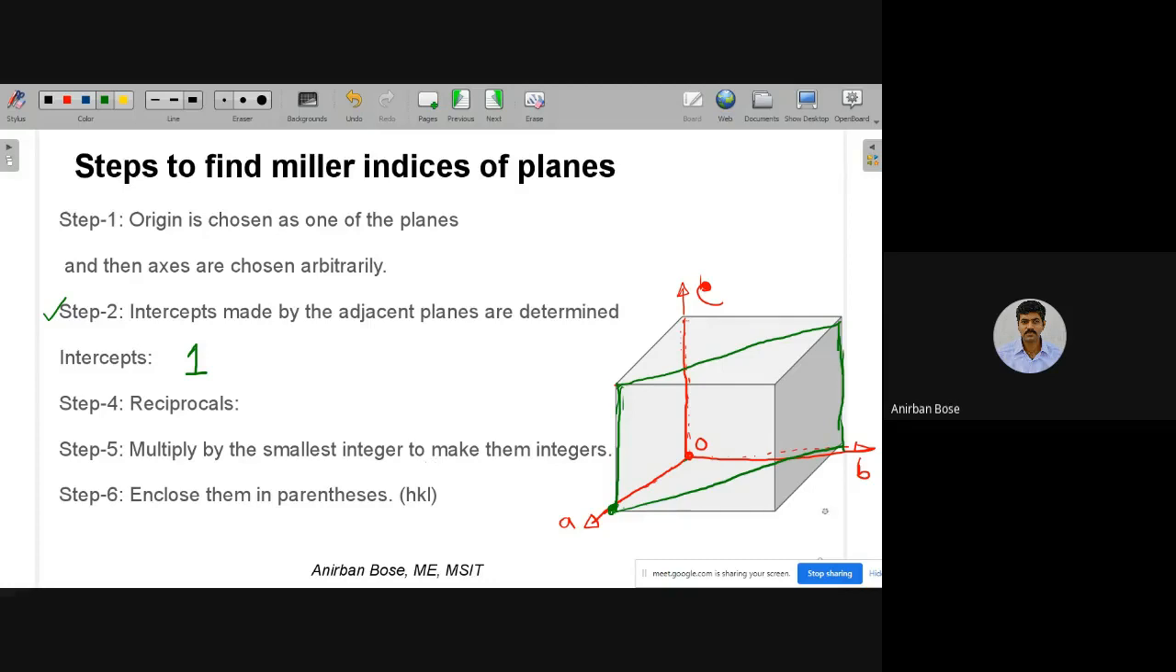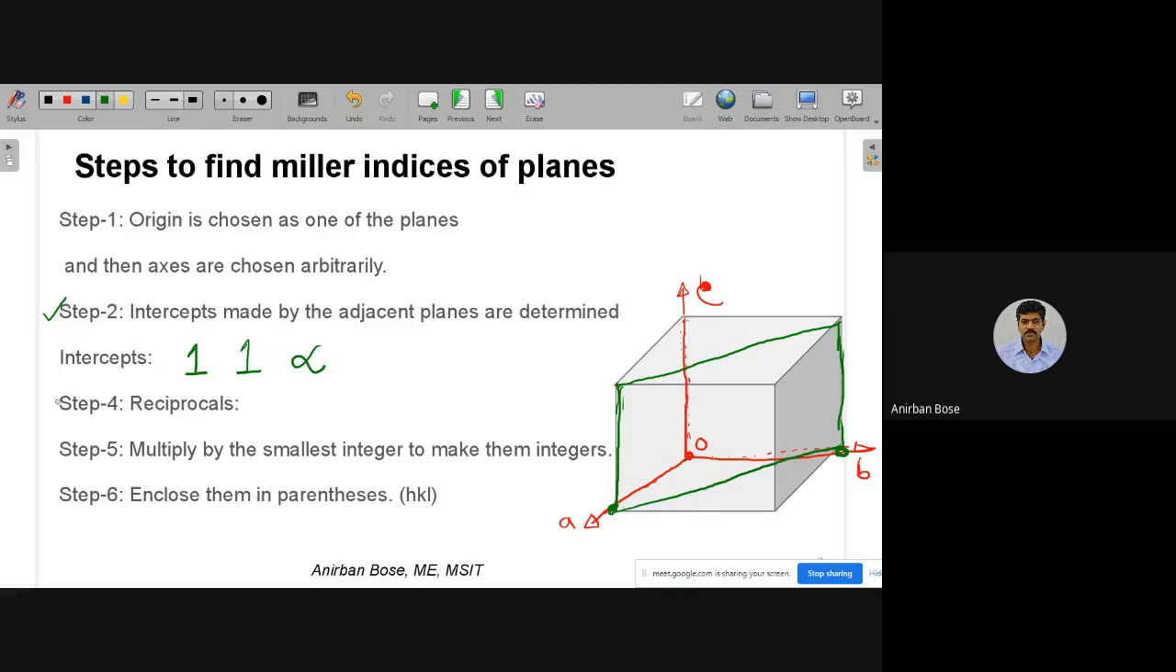What is the b-axis intercept? It is clear that the b-axis intercept is also 1. What is the c-axis intercept? You see this particular plane does not cut the c-axis; rather, this plane is parallel to the c-axis. So the c-axis intercept is infinite, because it is not cutting the c-axis. So the intercepts are 1, 1, infinite.